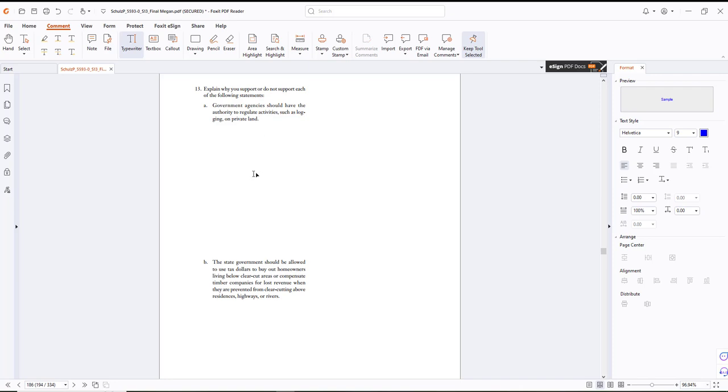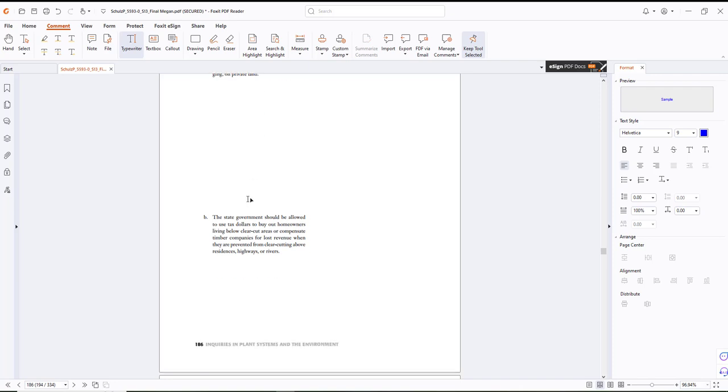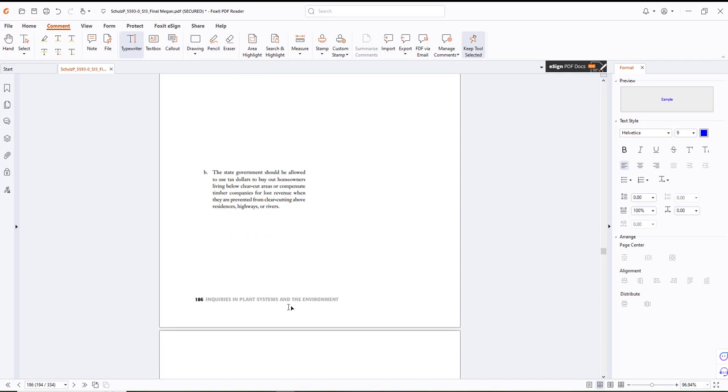Should government agencies have the authority to regulate activities of logging companies and so forth? This is more opinion based. You can think about what the purpose of government is. Should governments be involved? Should they not? That kind of thing. This is all your own opinion, so you are able to state it.